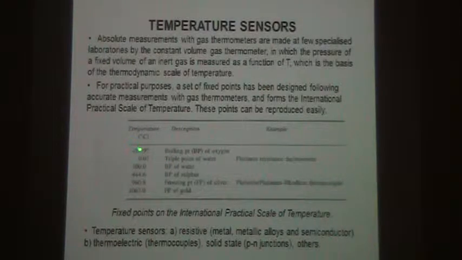We have a scale between minus 182 degrees centigrade to over 1000 degrees centigrade, from the boiling point of oxygen, triple point of water, zero, boiling point of water, boiling point of sulfur, to the freezing point of gold. These are fixed points. We can reproduce them in our lab, and we can calibrate any type of sensor.